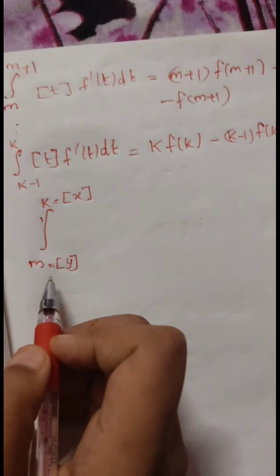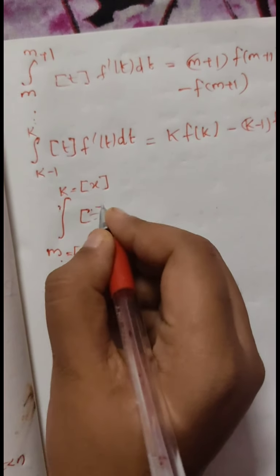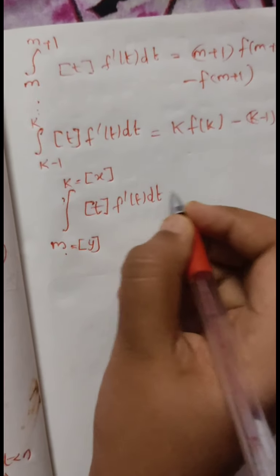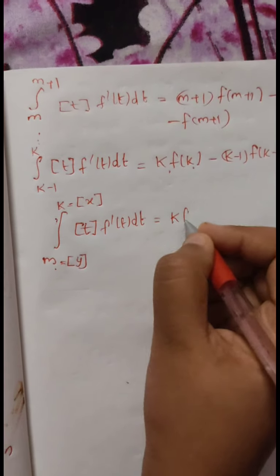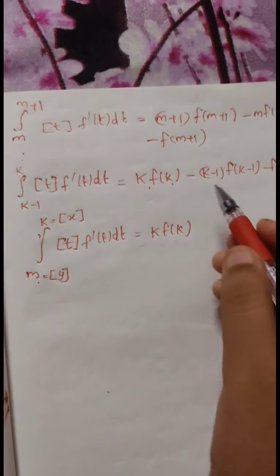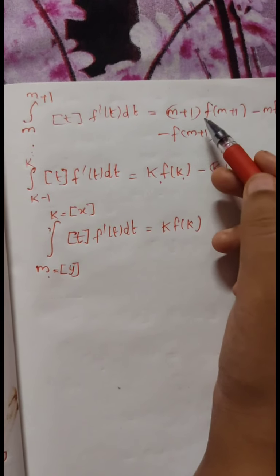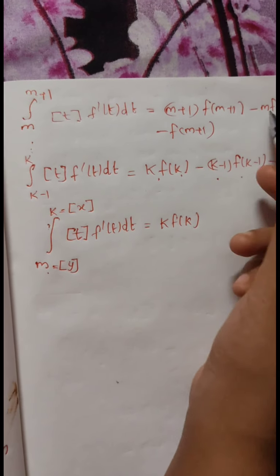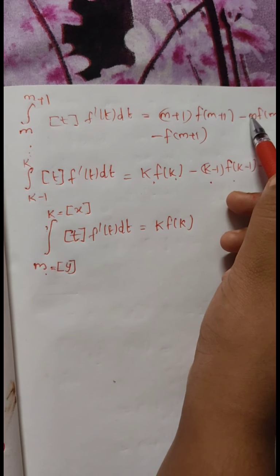So the integral from m to k of [t] f'(t) dt will be equal to k f(k), and then the term (k minus 1) f(k minus 1) will be cancelled. When we look at this, these terms will be cancelled, but we have minus f(m) there in our sum. Then what else?